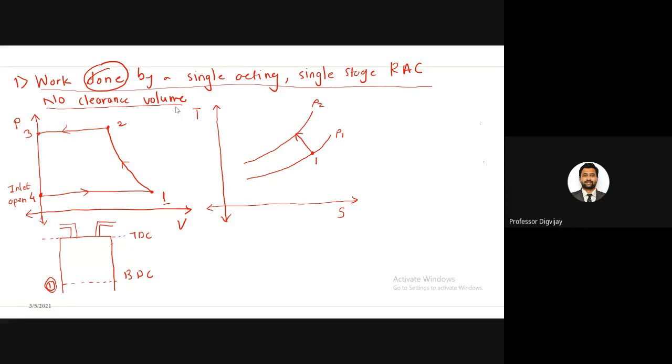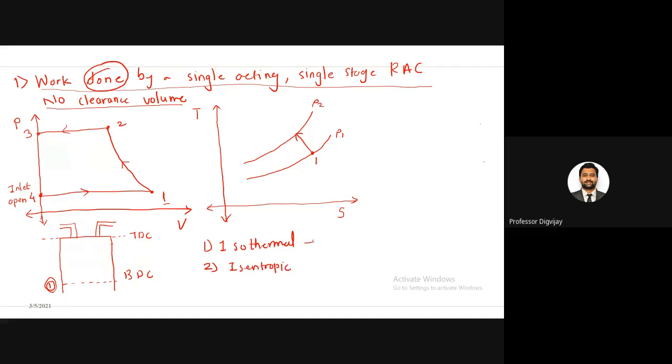Okay. So I hope you have drawn this diagram. This is a diagram for the single acting single stage reciprocating air compressor with no clearance volume. Now you see here, there are some interesting processes happening. There are three types of compression. First one is isothermal. Second type of compression is isentropic.